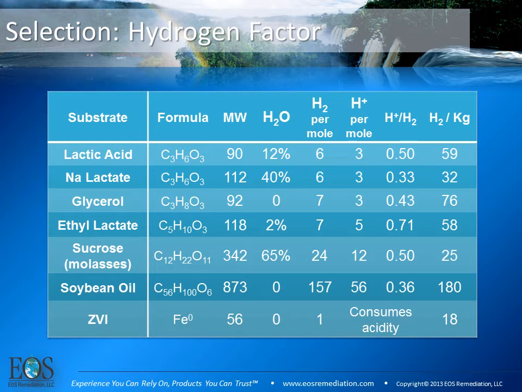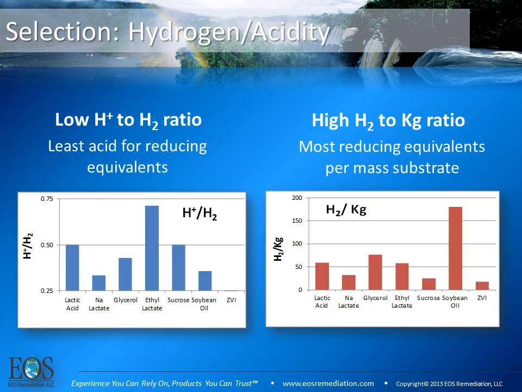And you see that soybean oil at the bottom has one of the highest yields of hydrogen per kilogram. This table is a little hard to digest. So what I've done is I've graphically put this table together for you in this bar chart. And again, on the left-hand side, we're looking at the acidity to molecular hydrogen ratio. And on the right-hand side, we're looking at the hydrogen per kilogram ratio.